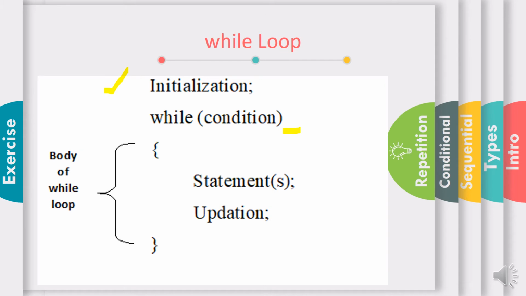Then this is the beginning of a while loop. This curly bracket shows the beginning of the while loop, and this closing curly bracket shows the ending of the while loop. And in between, in the body of a while loop, you write down the number of statements that you want to execute multiple times. Here updation is also mentioned. Updation means to increment or decrement the variable, as we have already discussed in the for loop.